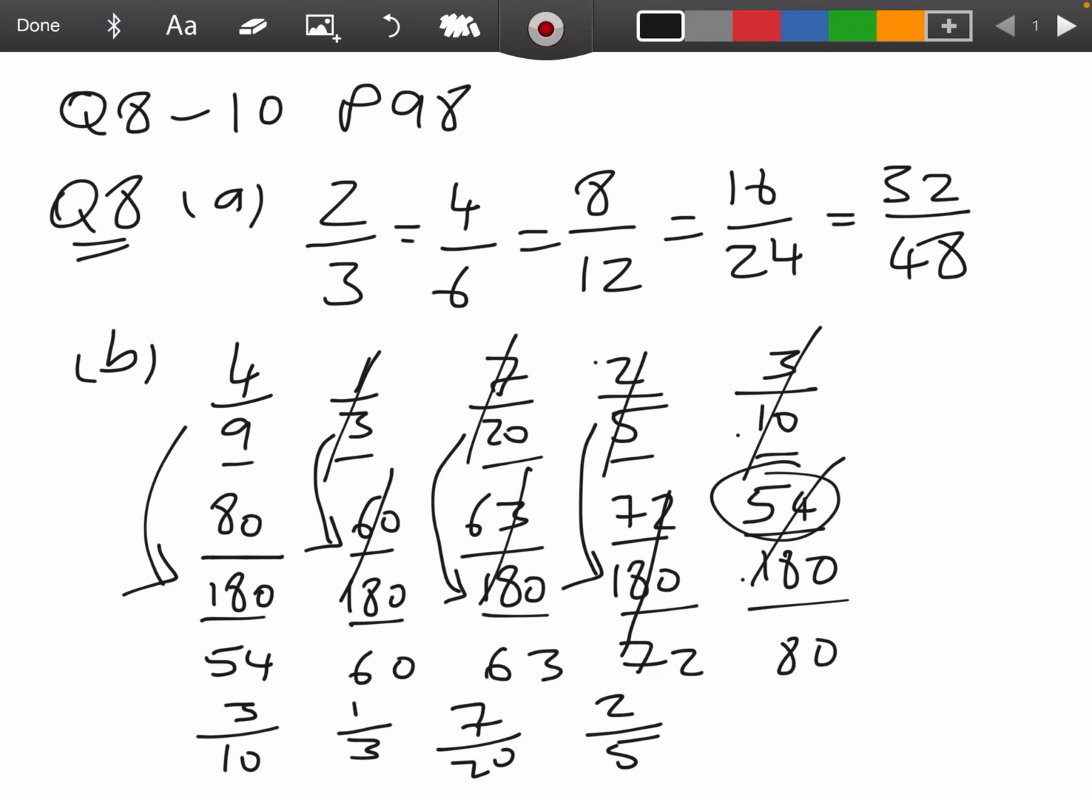And finally we've got 4 over 9, which is 80 over 180. So that's the order from smallest to biggest if you put them in terms of the same denominator. It makes it nice and straightforward for you.